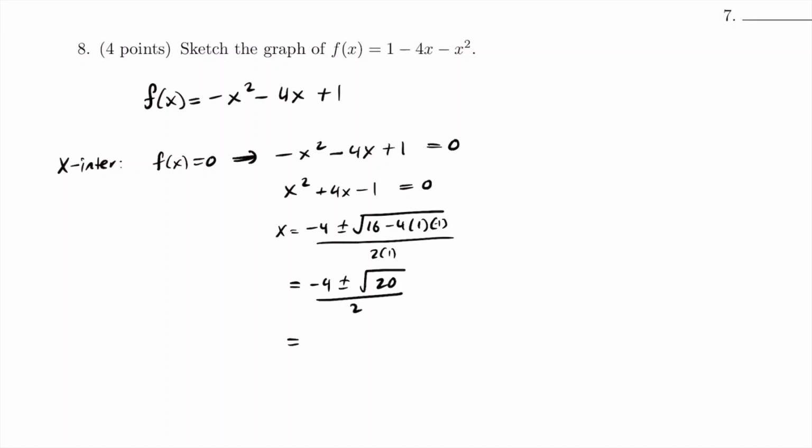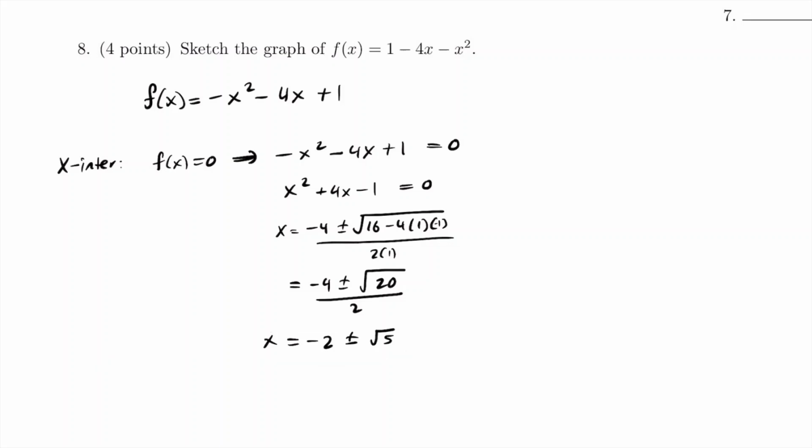So this would give you negative 4 divided by 2. That's negative 2 plus and minus square root of 20. You can simplify that. So that's the square root of 4 times 5, and the 4 will come out as a 2. So you have 2 root 5 for square root of 20. And then that 2 and this 2 from the bottom will cancel out. So you'll have simply square root of 5. So that's your x-intercept.